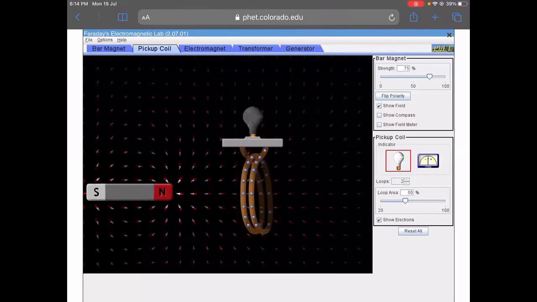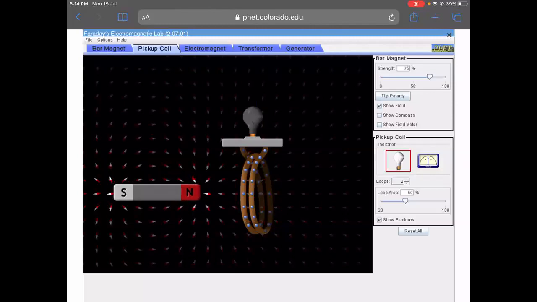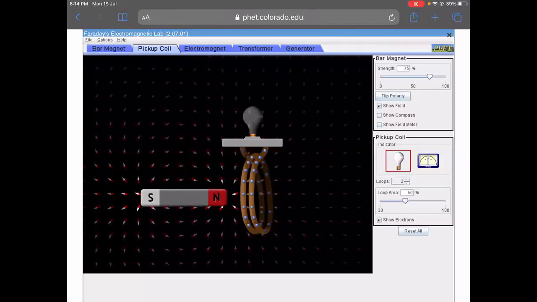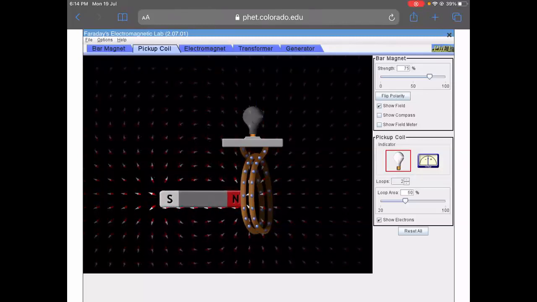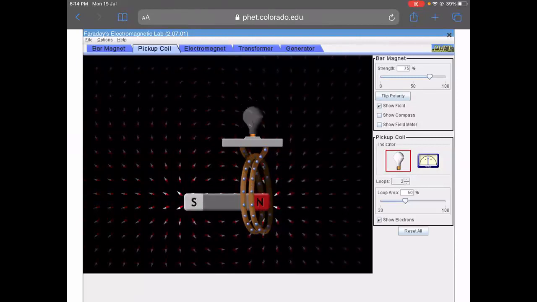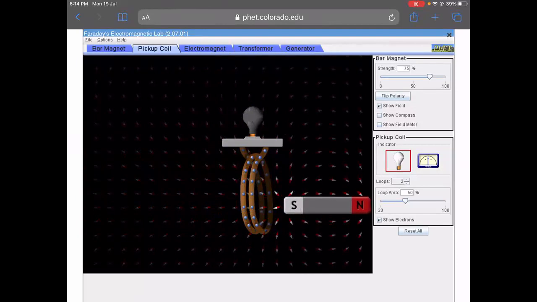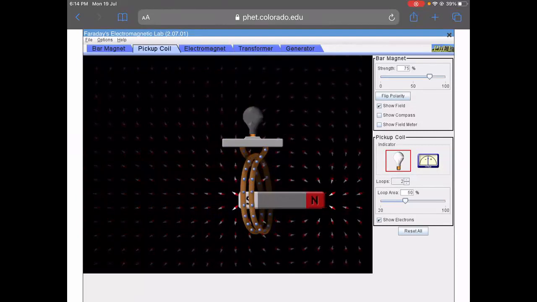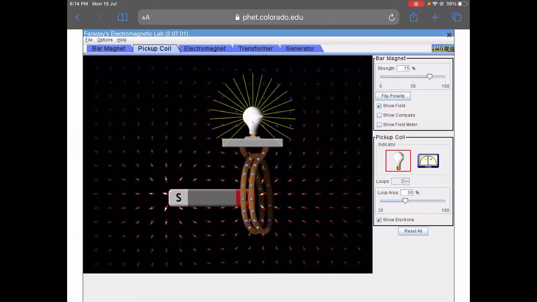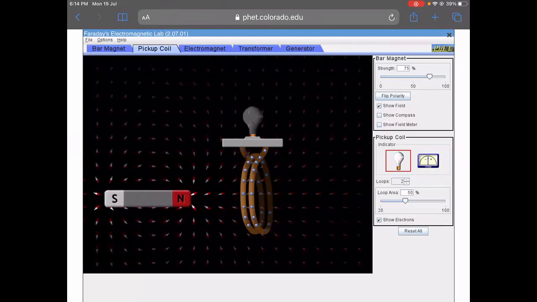When I do this, look at the magnetic field lines around the magnet, and look at the magnetic field lines within the coil also. So what is happening to it? You're able to observe the electron is moving. Yes, there is an electron motion. So let me do it a little faster.